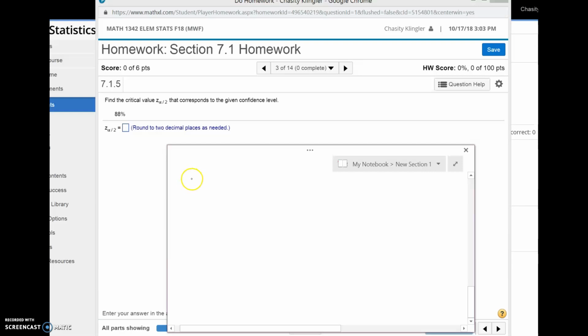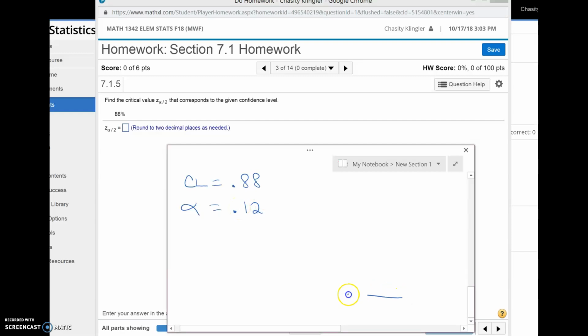So if your confidence level is 88%, that's going to be 0.88, then your alpha is the complement of that, or what's remaining. So you do 1 minus 0.88, so that's going to be 0.12.